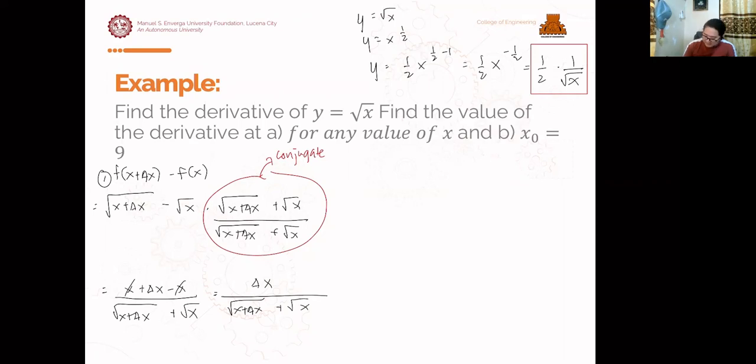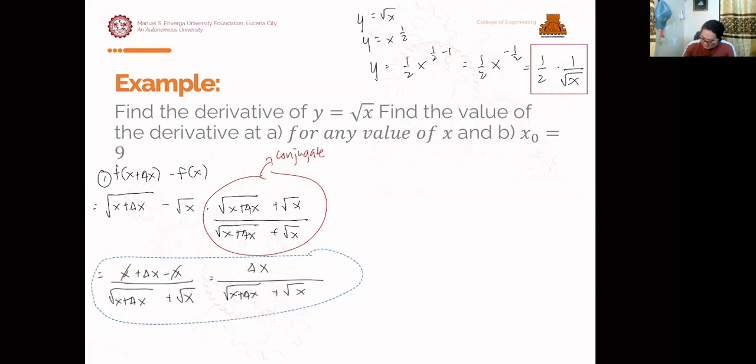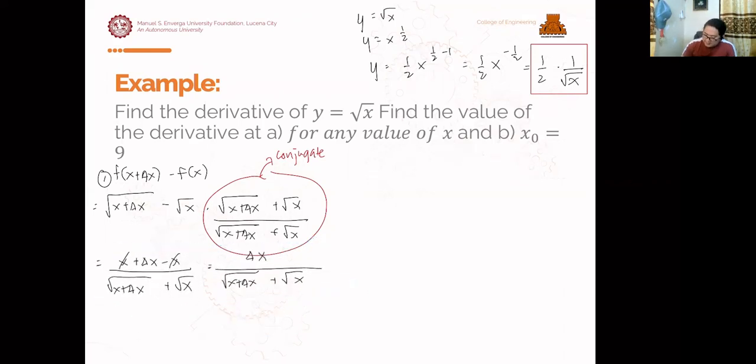Ngayon, sa second step, ano yung second step natin? Lagay lang natin ito sa taas. Okay? Second step is di-divide natin yung nakuha natin by delta x. So ito yung nakuha natin, delta x over square root of x plus delta x plus square root of x. Divide lang daw natin ng 1 over delta x. No? So ibig sabihin, pwede ito mag-cancel. Yung magiging answer natin, 1 over square root of x plus delta x plus square root of x.